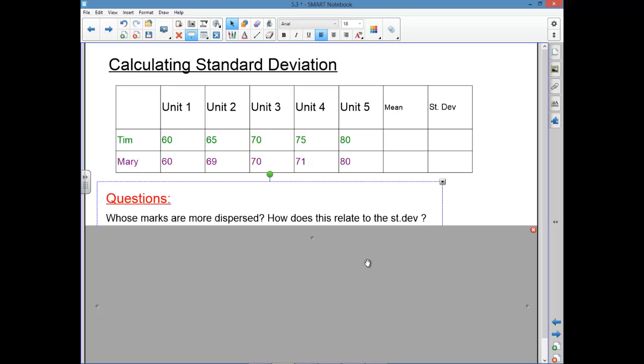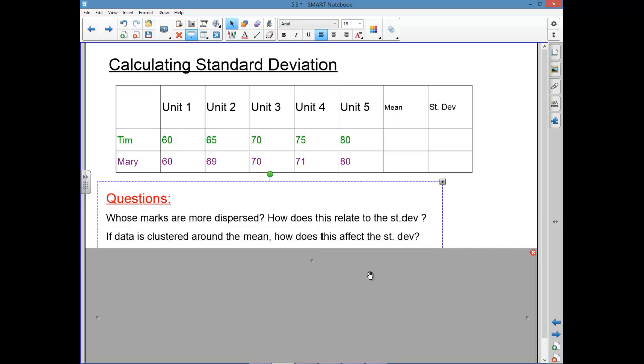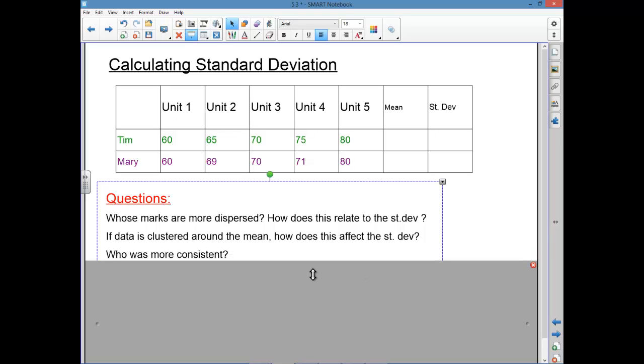First, whose marks are more dispersed? Now, we mentioned dispersion back in section 5.1, where we had looked at the range. And again, the range, remember, is if you subtract the lowest score from the highest score, and that will give you one measure of dispersion. Here, we're going to use standard deviation as another measure. So we want to determine how does this dispersion relate to standard deviation. If the data is clustered around the mean, how does this affect the standard deviation? And last, who is more consistent in their test marks?